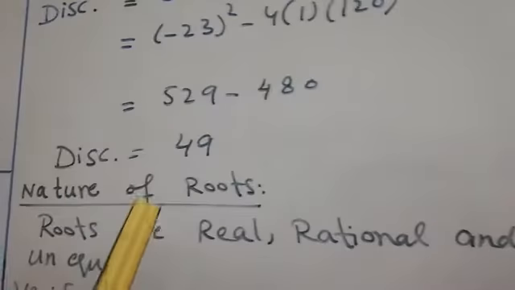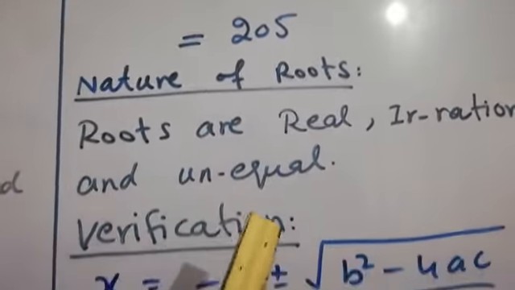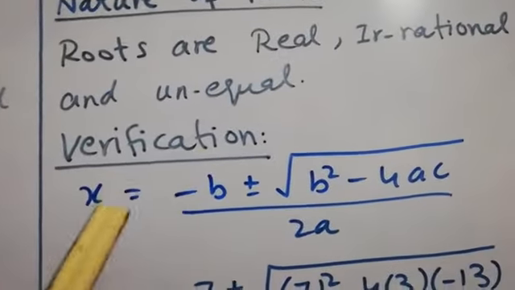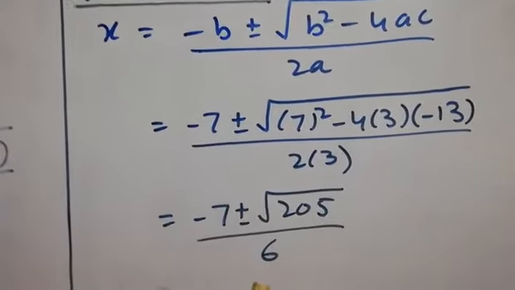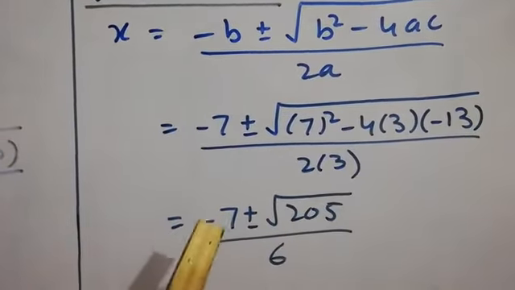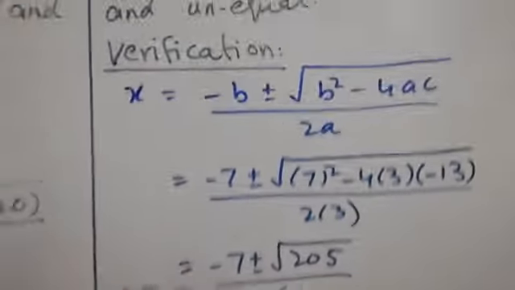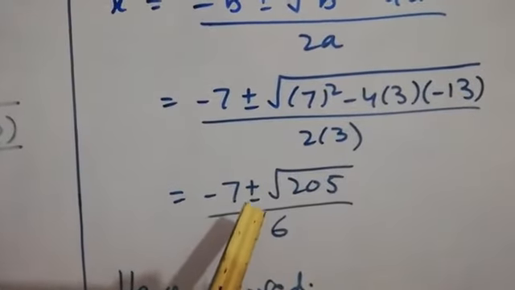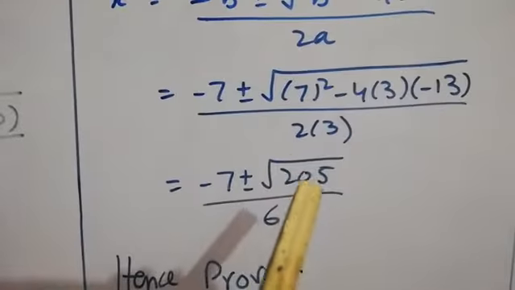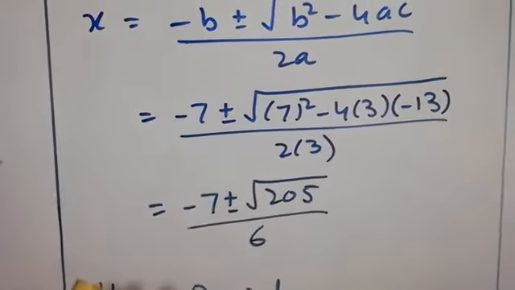In case when roots are a perfect square, then roots are rational. When roots are not a perfect square, then roots are irrational, real and unequal. So for verification, again we will put in the formula of the quadratic equation, then put all the values in it, and you can see that 205 is not a perfect square, so our solution set will stop here. So we proved that the roots are irrational and unequal because this is a positive value, this is a negative value, and next, the roots are real, not imaginary, because this is a positive number.